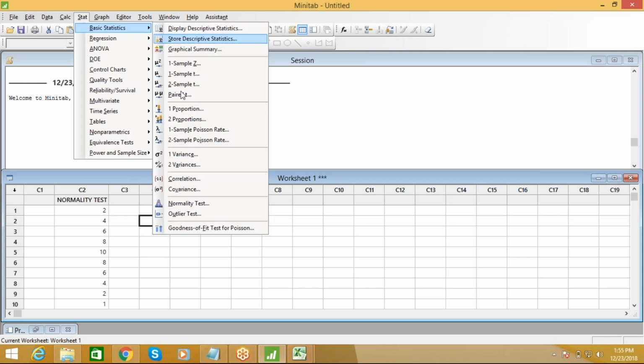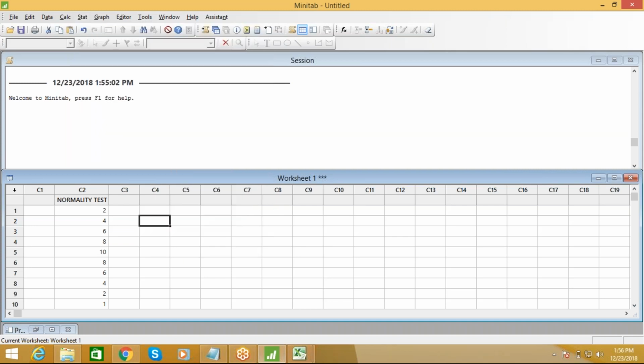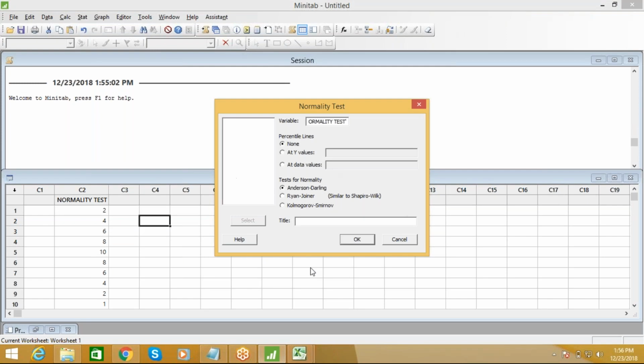Under Basic Statistics, can you see a small icon called Normality Test? Next to that normality test, a bell curve is shown there. If you read the notes over here, it determines whether your data follows a normal distribution or not. So click on that, select the data which is in column C2, that's all. You just have to say OK.